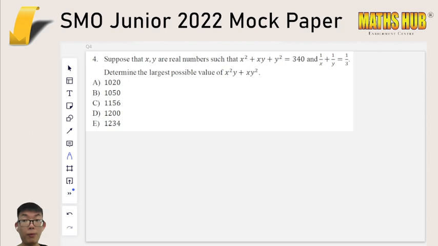Question 4. Suppose that x, y are real numbers such that x squared plus xy plus y squared equals 340 and 1 over x plus 1 over y equals 1/3. Determine the largest possible value of x squared y plus xy squared.